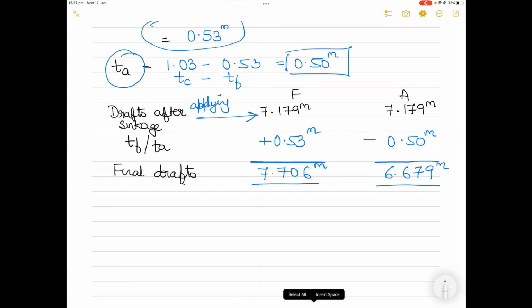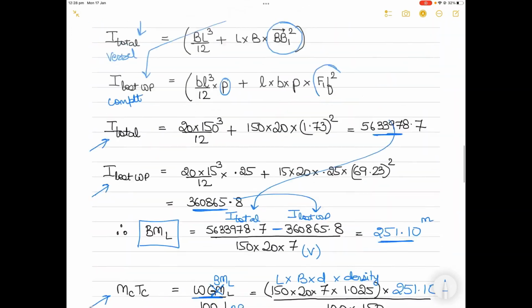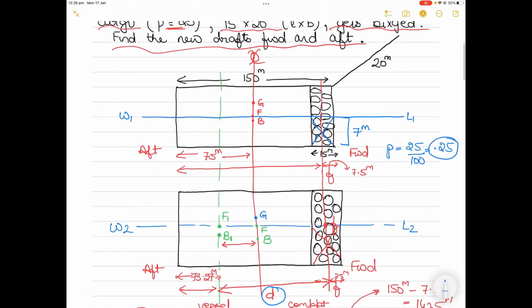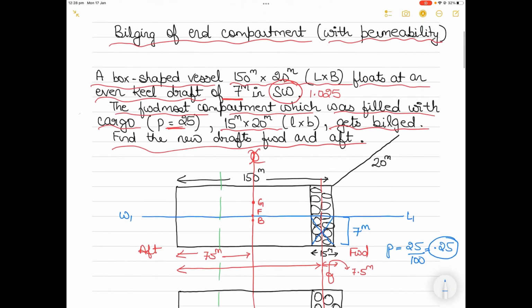So you add the forward trim to the forward draft, you get final draft 7.706, and subtract the aft trim, you get 6.679 meters. If the new center of buoyancy was forward of the center of gravity, then you would have done the opposite. You would have subtracted the forward trim and added the aft trim. So in another example I will take in future, I will do that. I will take a situation where there is bilging in the aftermost compartment.